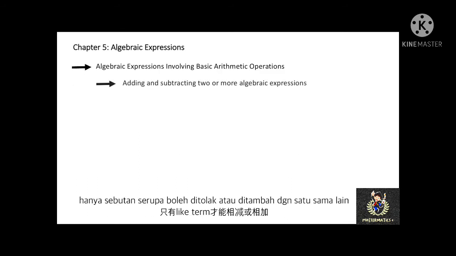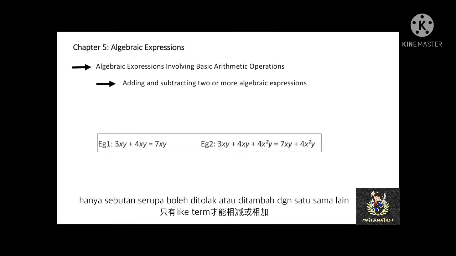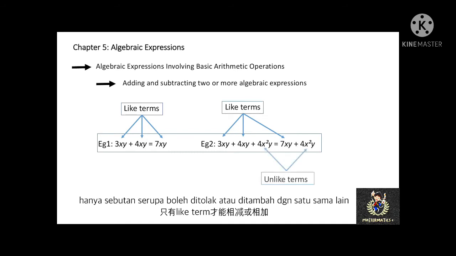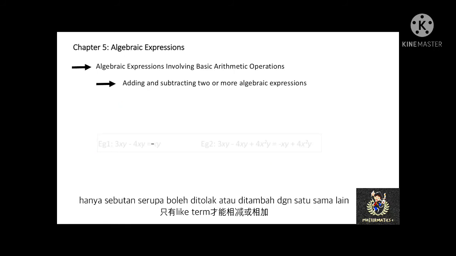The second part of this chapter is about algebraic expression involving basic arithmetic operation. For example, addition of two or more algebraic expressions such as 3xy plus 4xy or 3xy plus 4xy plus 4x squared y. Remember we talked about like terms and unlike terms just now. 3xy and 4xy are like terms. Therefore, they can be adding up and simplified into 7xy.